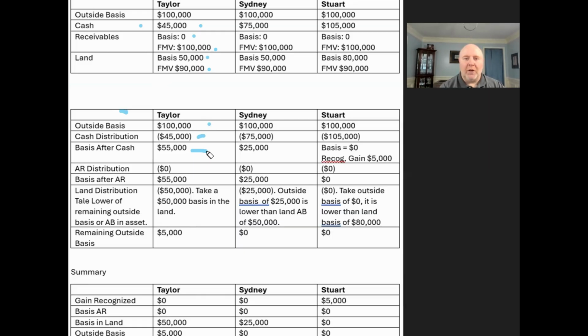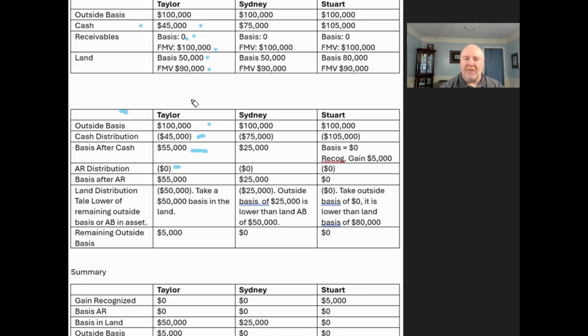Okay, so right now we don't have any type of gain or anything. We just reduced our basis. It's just a return of our capital. All right, but what's going to happen next? We have receivables. So with receivables and land, the partner is going to take the basis as our general rule of what the partnership had. So here we had a basis of $0. Well, our partner, Taylor, is going to take that basis of zero. So we don't have to reduce our basis because this is zero basis. So we took a basis of zero in the receivables.